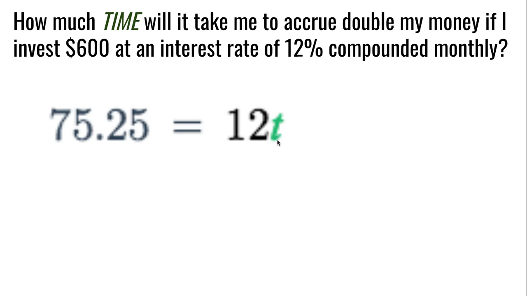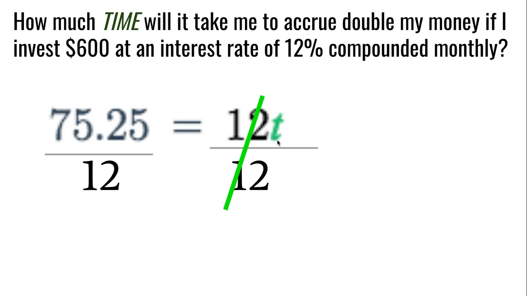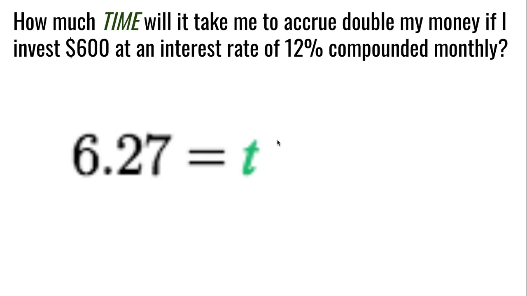Last step to get t alone is to divide by 12 on both sides. And just like that, logs helped us get our answer. It would have been nearly impossible to do without them. It'll take us 6.27 years to double our money at this amazing rate of 12% compounded monthly. This is a good savings account. If you see one like this, jump on it.